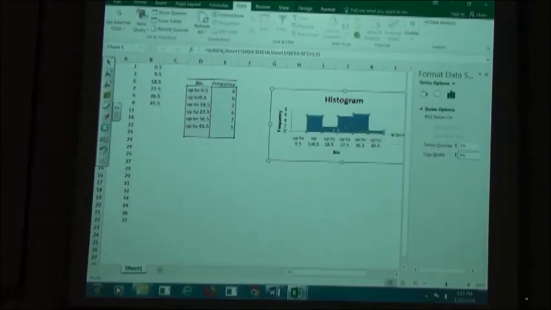So if you want it not to look like a bar chart and you want it to look like a histogram, click on the bars so that your bars are highlighted, and then go to Format Data Series and change the gap width to 0. You don't want any gaps between the bars if you have a histogram. If you truly have a histogram.